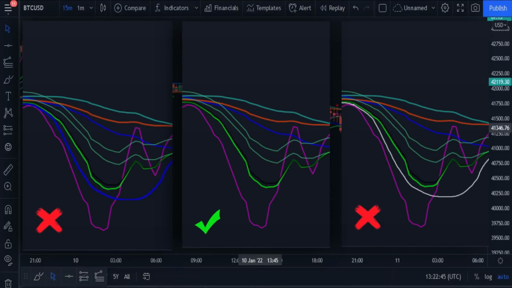As you can see in these examples, the image in the middle shows that the green line and the purple line do not have any other lines between them, while in the other two examples we see a white line and a blue line between our target lines.